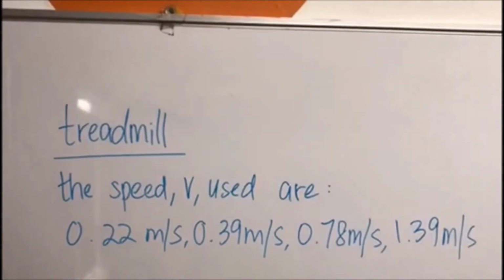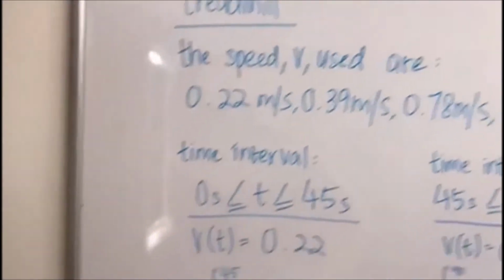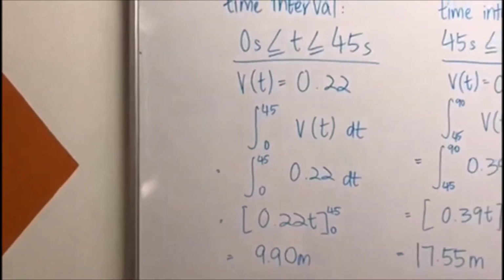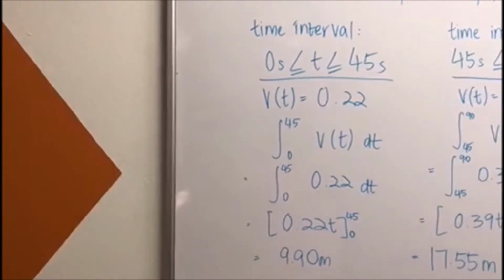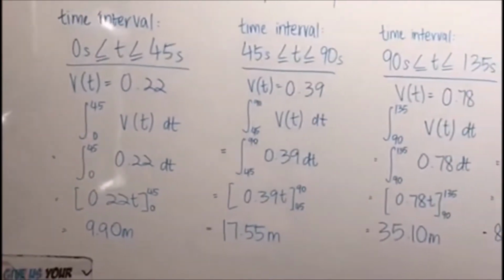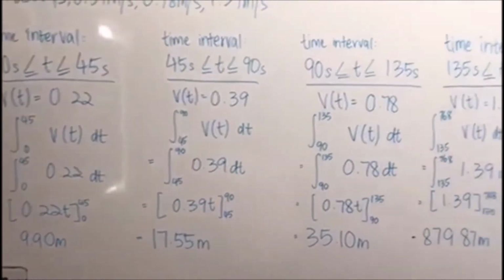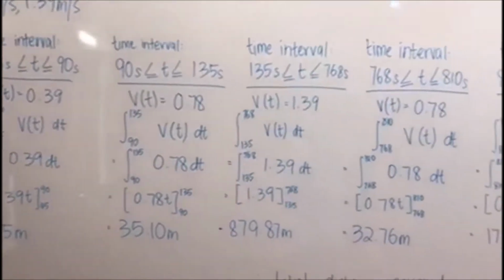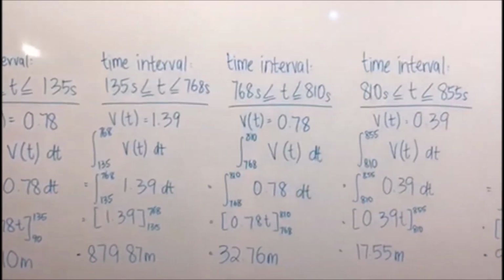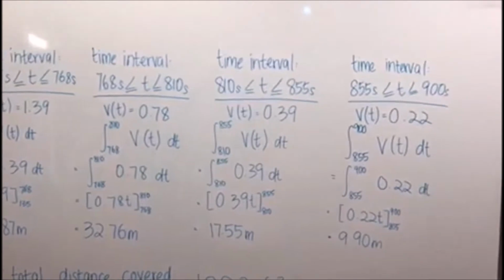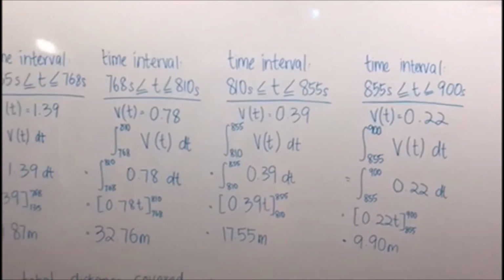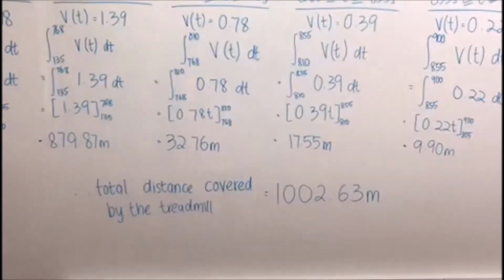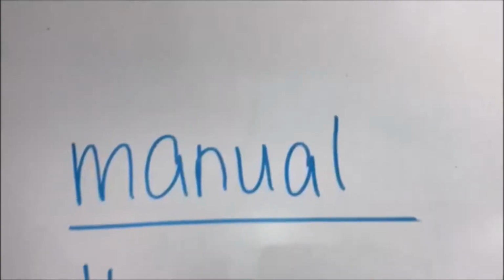With the time intervals and speed, we will be able to find the area under the graph by integrating the speed with the limits, which is the time interval. This method of calculations is applied until the last section of the graph. To determine the total distance covered, add up the values of the calculation for each section of the graph. This method of calculation is applied for both the graph of treadmill and manual.